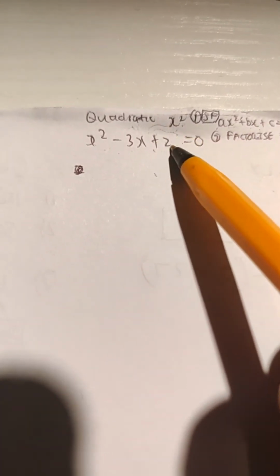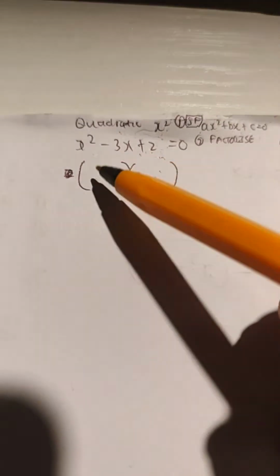Very good, Amanda. It is negative 1 and negative 2. So the factors of 2 that you multiply that give you positive 2, but when you add them give you negative 3, is exactly what you've said in the comment section. Great job, Amanda. You are phenomenal. So what we do then is we open two brackets like this.